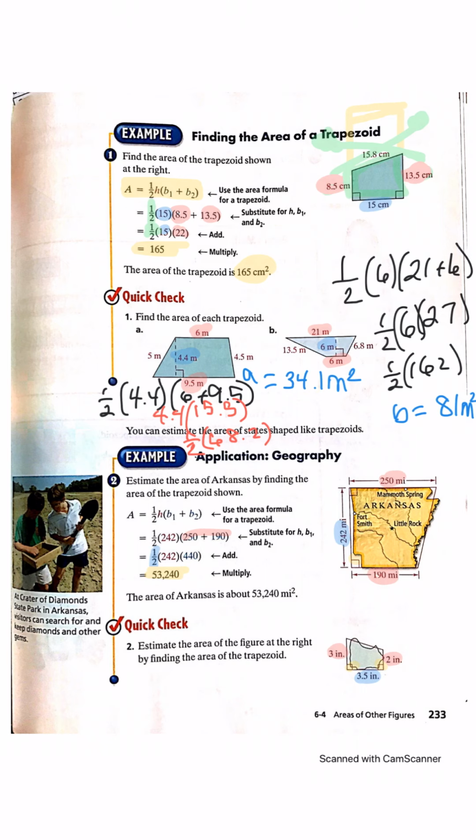So if you came up with the following equation, you are correct. It was going to be 1/2 times the height, 3.5, times 3 plus 2. So your answer should have come out to be 8.75 inches squared.